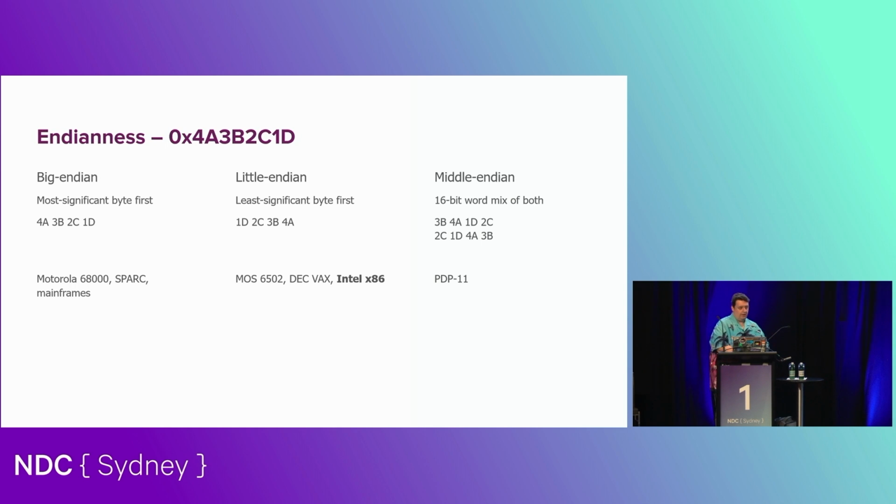Now, luckily, sometimes a monopoly is a good thing, and most of our systems these days are based on the Intel x86, which means that most of our systems are going to be little endian. And if you use binary reader and you say read Int32, it's going to read in little endian.